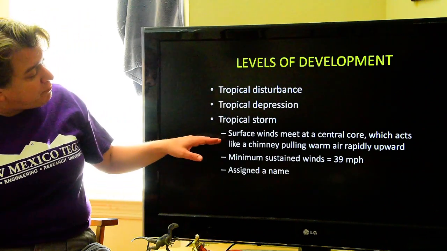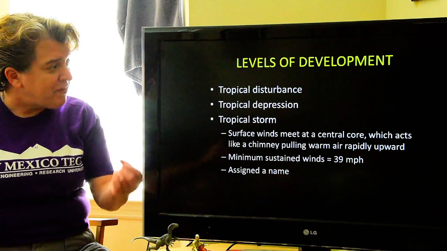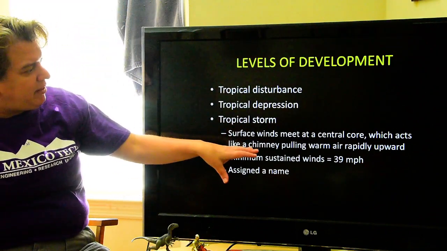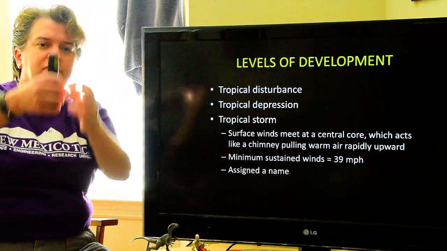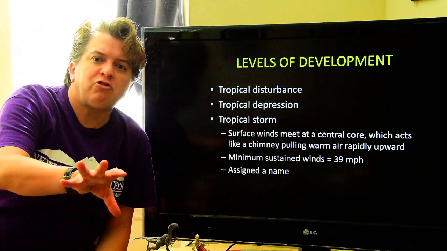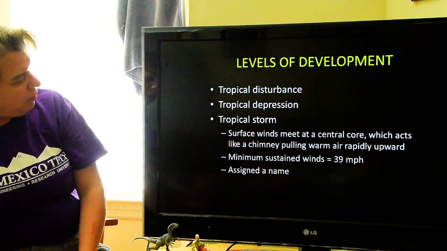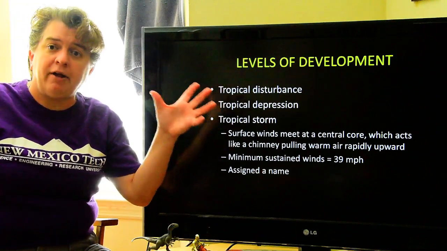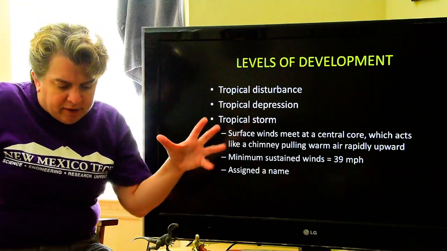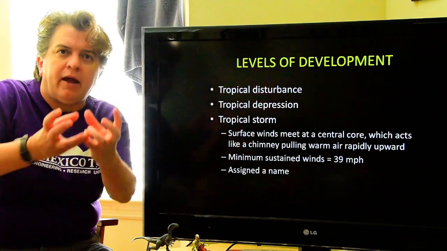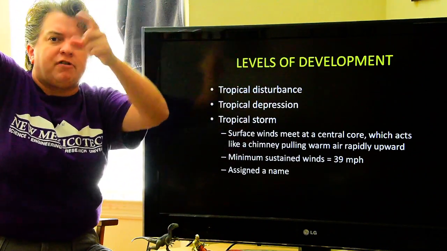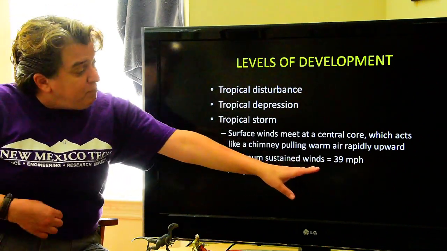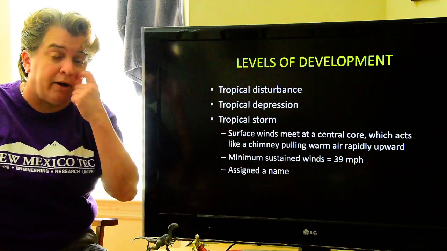And this is where surface winds meet at a central core, and these surface winds then rise, right? It acts like a chimney, so this warm air is rising. That's why we have this low pressure in the center of this tropical storm. And remember, air always flows from high to low pressure. So basically, the storm is pulling in air, it's rising at that low pressure center, and so our winds are getting stronger, and we have to have minimum sustained winds of 39 miles an hour.